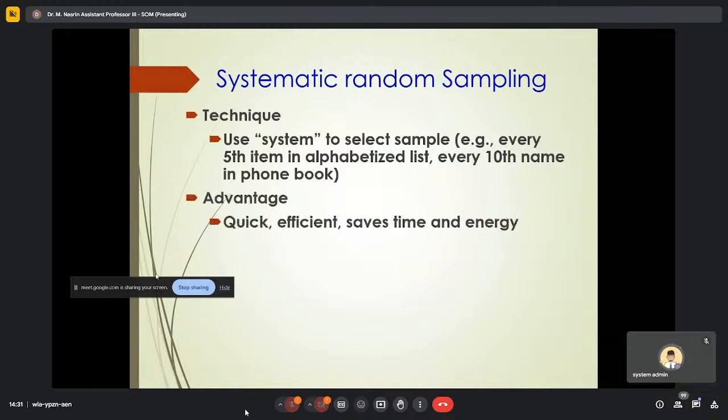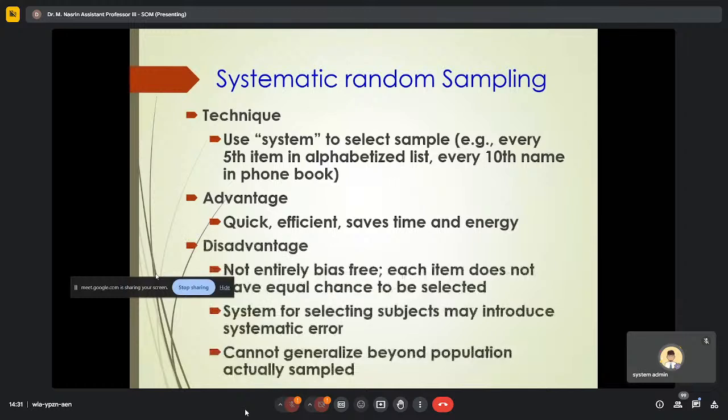So the advantages: quick, efficient, saves time and saves energy. Then the disadvantage: not entirely bias free. Suppose, imagine, if I like a student, if I have favoritism towards a student, even though I don't, I'm just telling you as an example, then that student may be included in my training session. That is why they say it is not entirely bias free in some circumstances, and each item does not have an equal chance to be selected.